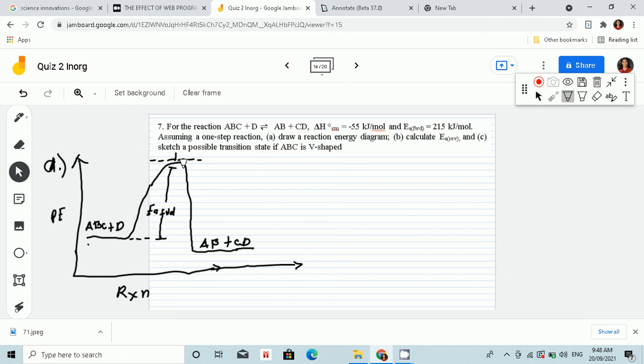And if the energy difference of the transition state and the product is what we call the activation energy reverse. Okay, reverse activation energy. And the difference of the energy of the reactant and the product is what we called, sorry, the enthalpy. This one, that is the delta H. Okay, so that is our energy diagram.